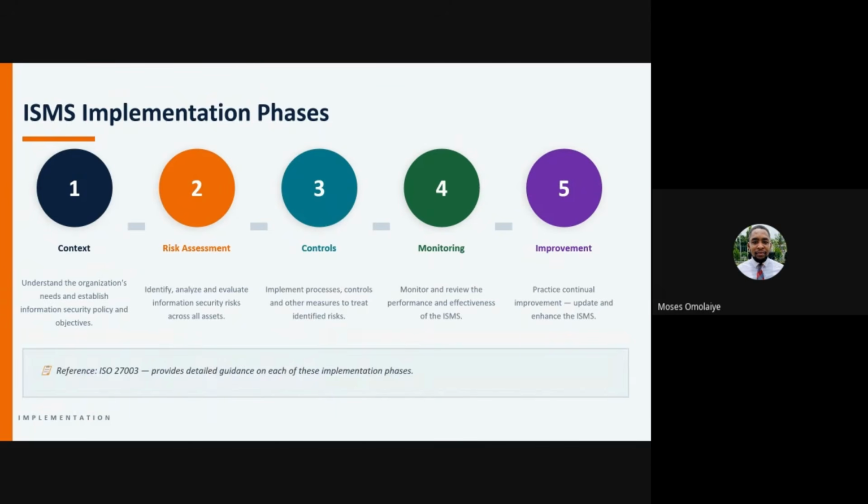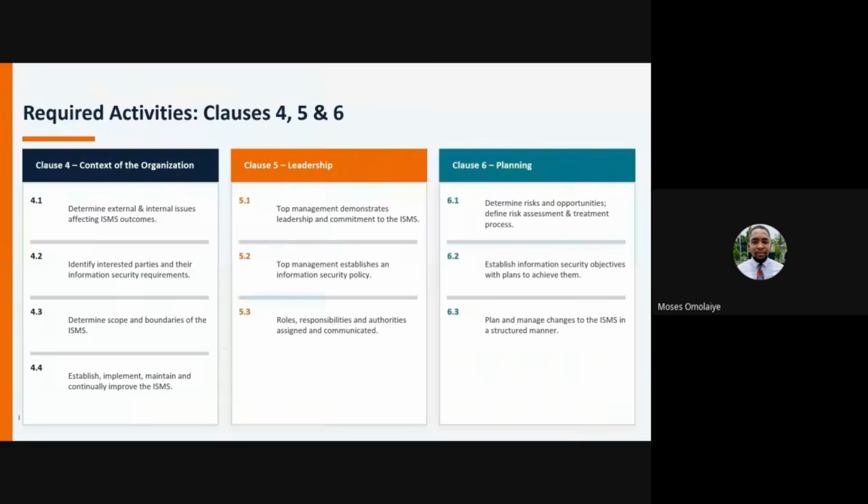Now, if you want to see more about the implementation phases, the reference document is ISO 27003. Basically, it gives a detailed guide on all the implementation phases. So what are some required activities based on the clauses? Clause 4 is called the context of the organization.